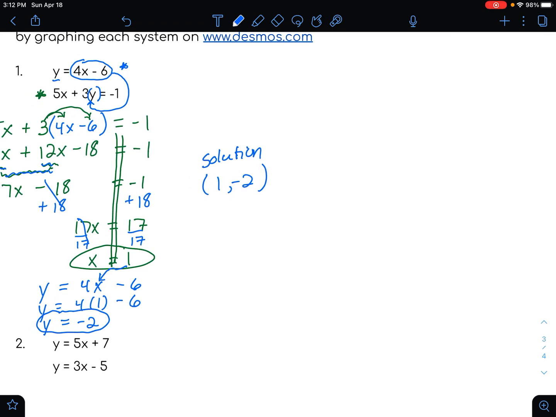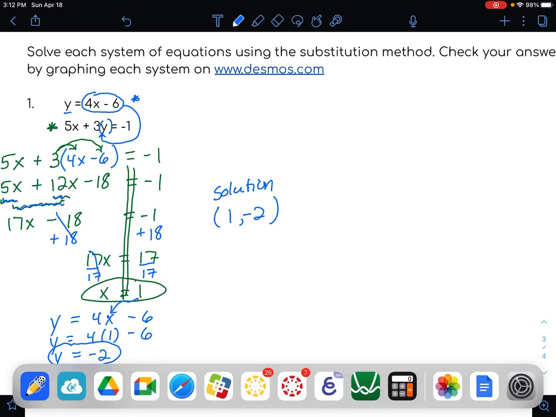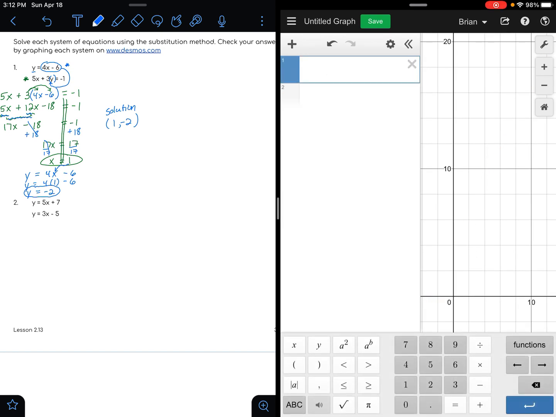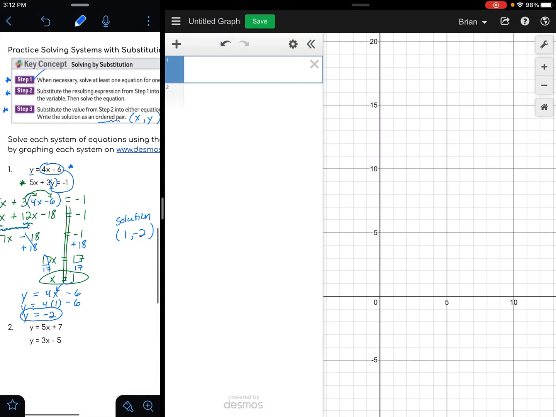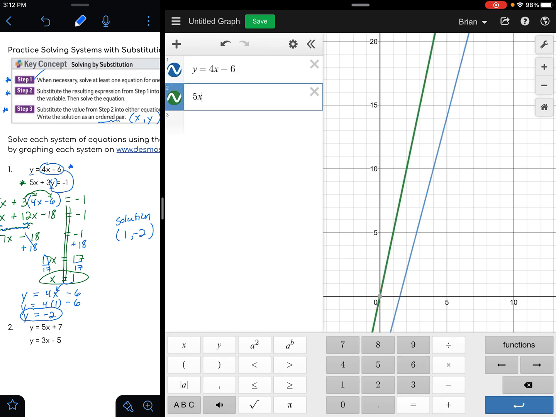Let's go ahead and check our answer using Desmos, and then we'll drop that into our page here, our notes, and just double check that we did this correctly. You should do this every single time so that you're noticing whether you've done the problem correctly. So let's type in our two equations. So y equals 4x minus 6 was the first equation. And then our second equation was 5x plus 3y equals negative 1.